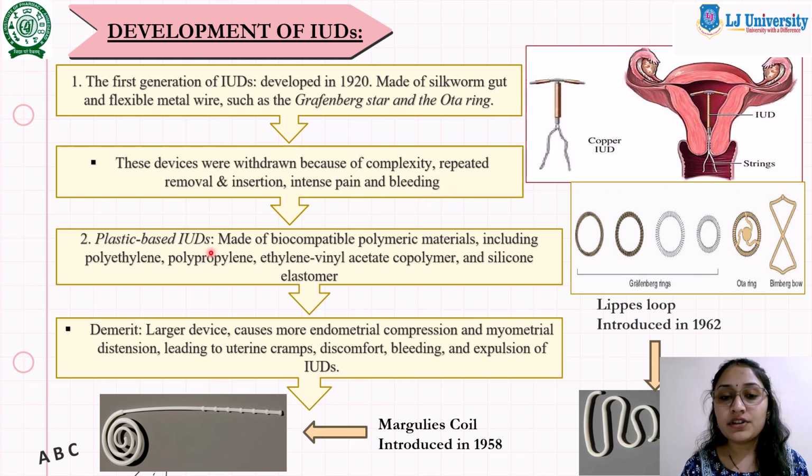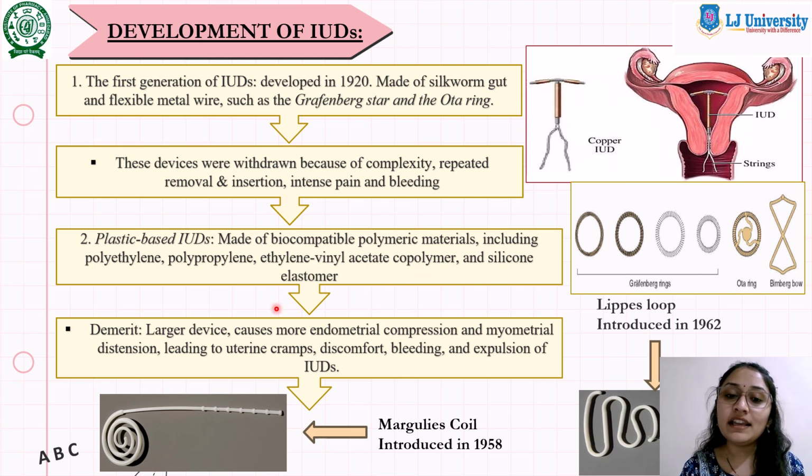Then the second generation IUDs were plastic based IUDs. As you can see here, the Margulis coil was introduced in 1958, and this is the Lippes loop, which was introduced in 1962. Plastic based IUDs were made up of biocompatible polymeric materials, such as polyethylene, polypropylene, vinyl acetate copolymer, and silicone elastomer.